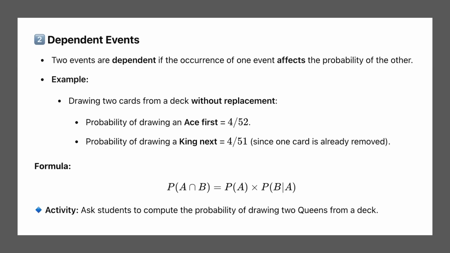Now what will happen if, in the first turn, I have already removed one card that was an ace? What will be the probability of getting a king now? Now you are left with only 51 possible outcomes. It has affected the total possible outcomes. So the next event is dependent on the previous event, correct? Any doubt here?